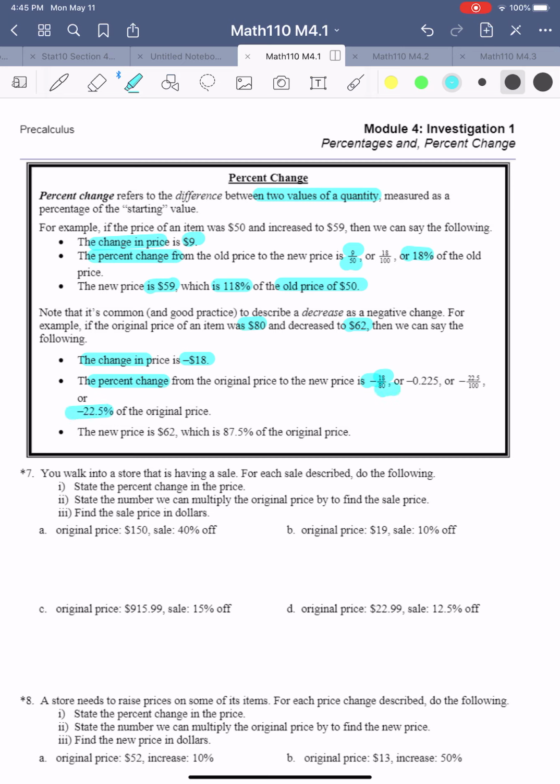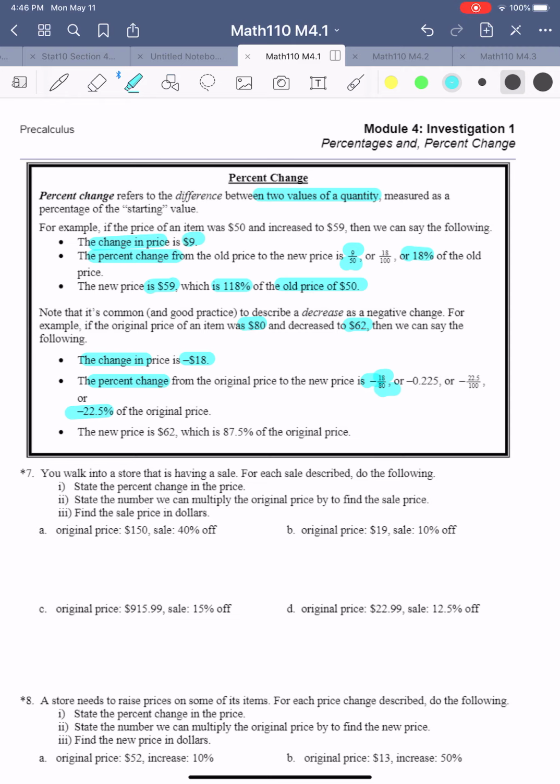And it's about negative 22.5%. So increasing means you get a positive percentage, and decreasing means you get a negative percentage. So the new price was 62, which was 87.5% of the original price, still the charge.